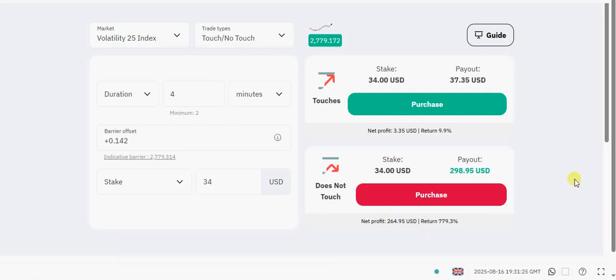So let's get right back to the business for today. Like I stated earlier, we're trading the volatility 25 index, touch or no touch, and we're using the Smart Trader. Once you log into your trading account, go to Smart Trader, go to the volatility 25 index. The trade type is touch, no touch. Set the duration to 4 minutes. Set the barrier offset to plus 0.142. This strategy is 100% guaranteed, so I'm staking a huge amount for you to be able to make this profit, 3 point something right here.